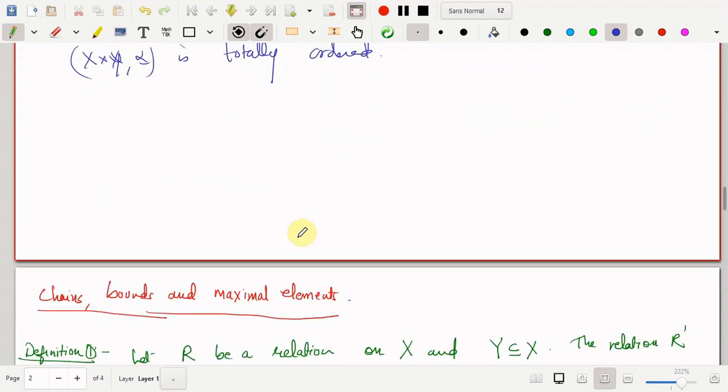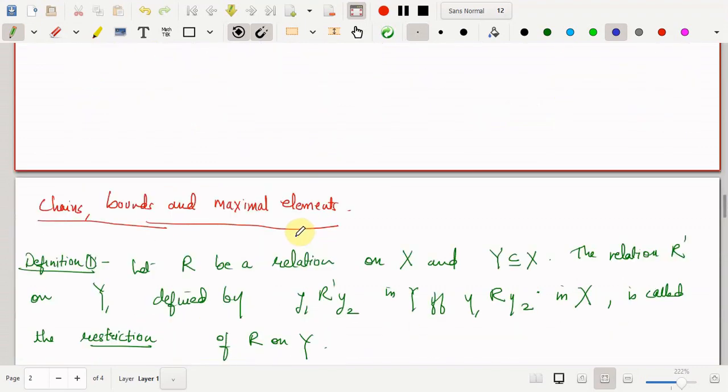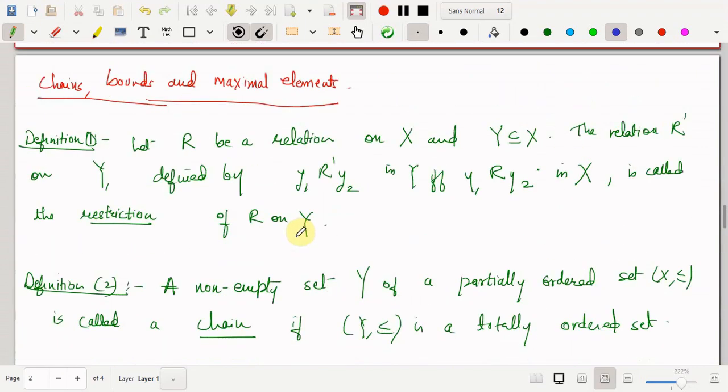Let's talk about some more terminologies that are defined in this particular chapter. So we have, first, the restriction of a relation. The way we have a restriction of a function, we do have a restriction on a relation. So let R be a relation on X and Y is a subset of X.